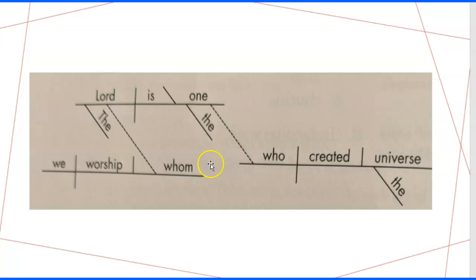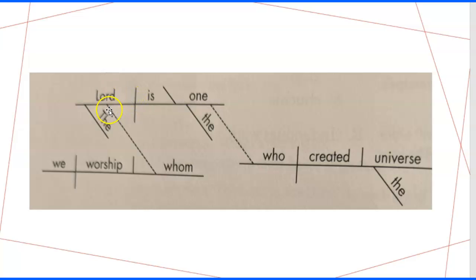But then you have who and whom appearing. That means each one of these who and whom has to appear on a lower line. So notice how they have put it here. So the first one comes off the Lord whom we worship. And you need to ask the questions. Who is worshiping? We. What are we doing? Worship. Therefore, whom comes as the direct object. We worship whom.